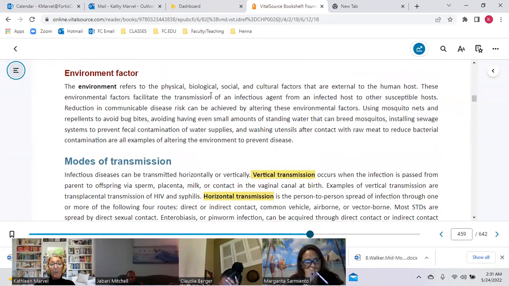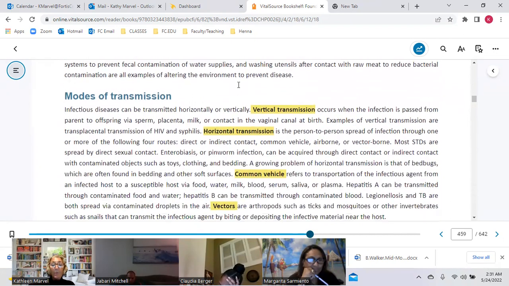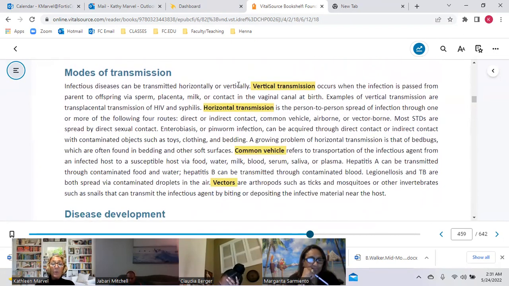And then we know that the environment refers to the physical, biological, social, cultural factors that are external. Okay. The one thing we do need to know is different modes of transmission of infectious diseases. And here's your 4 that we need to know, page 459. Vertical transmission, horizontal, common, and vectors. Okay. So you can go through and review those.